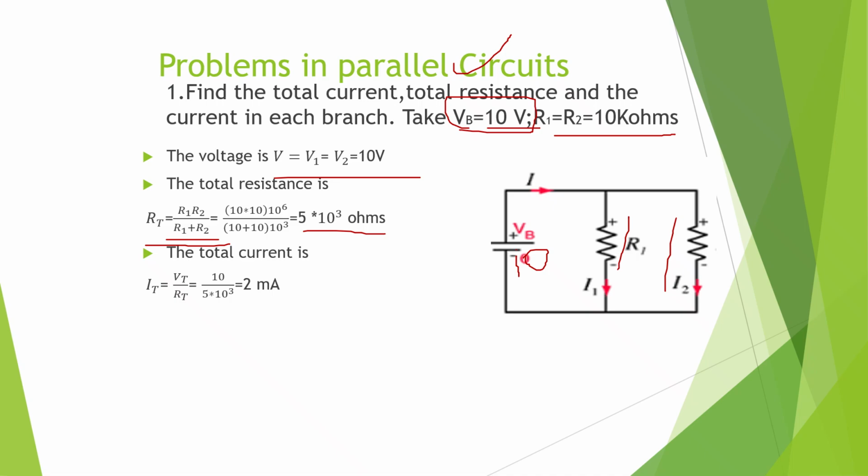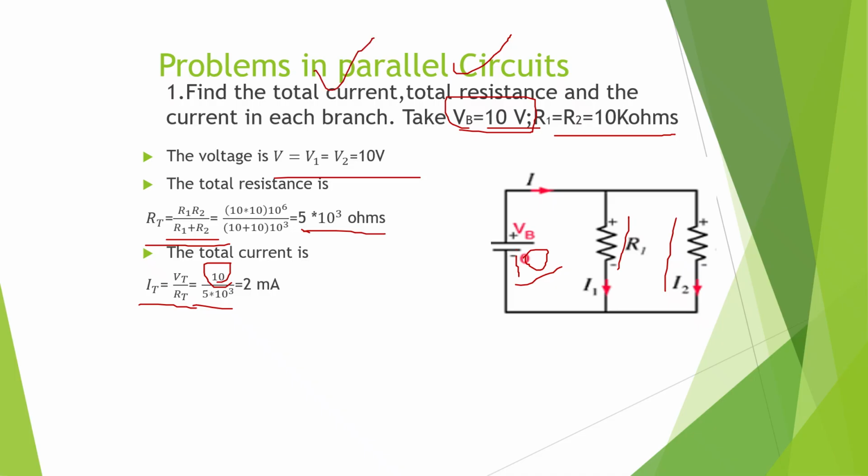Okay, the next is total current. We know by Ohm's law, I is equal to V by R. What is my V here? It is 10 volt, so I am writing it here as 10. What is my resistor here? It is 5 kilo ohms, so I am writing it here as 5 kilo ohms. So what is my total current? It is 2 milliamps. Okay, so the total current and the total resistance have been found.